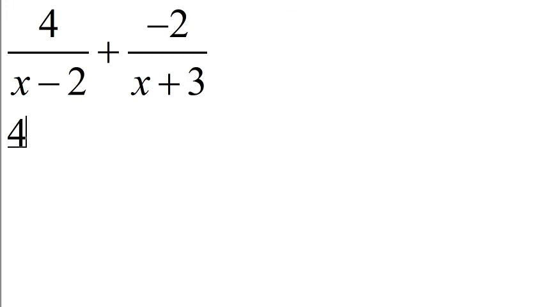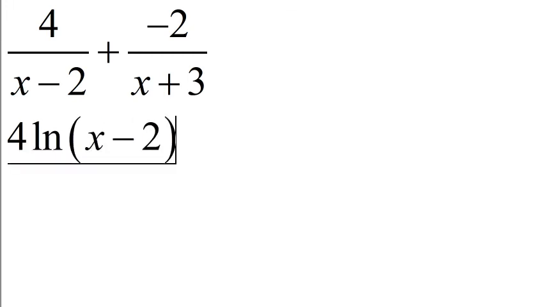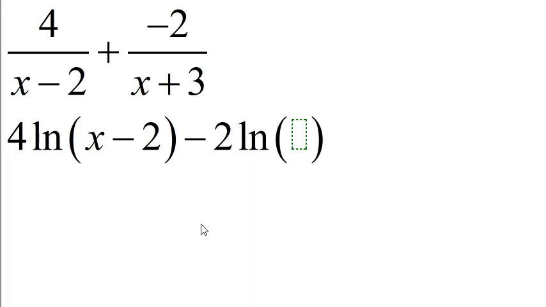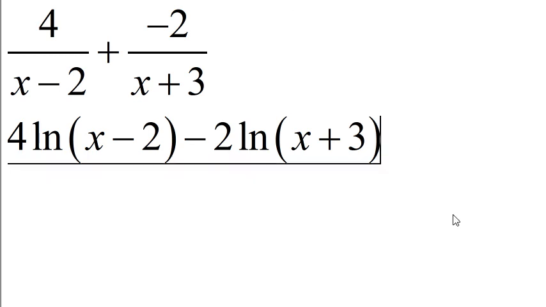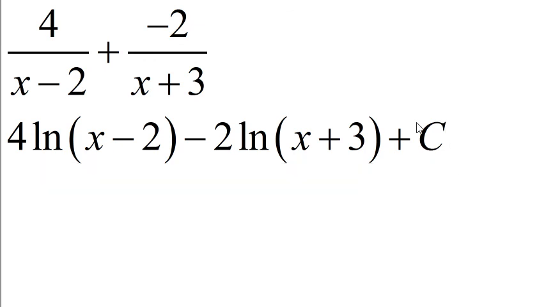4 ln of x minus 2, right? And then I'm going to have plus -2, so I'm just going to go ahead and write -2 ln x plus 3, and we're going to leave it like that. And plus c. Oh, all y'all forgot that, but I actually said that as a joke.